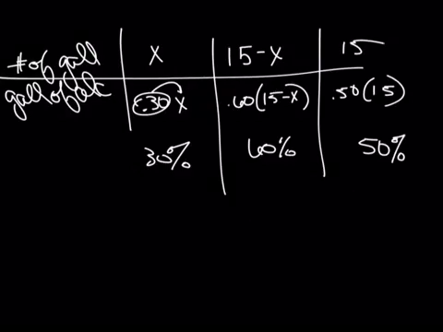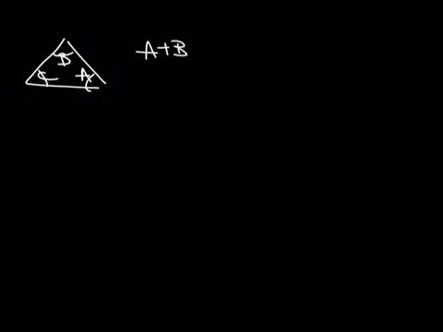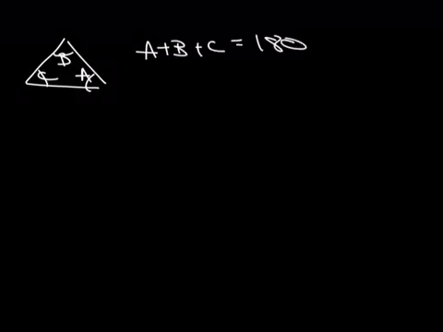Okay, so we're going to jump to triangles now. And triangles, the only thing you need to know about triangles at this point is that the angles, when you add all the angles up, so let's call that A, B, and C. When you add those up, you get 180 degrees. Any three angles.